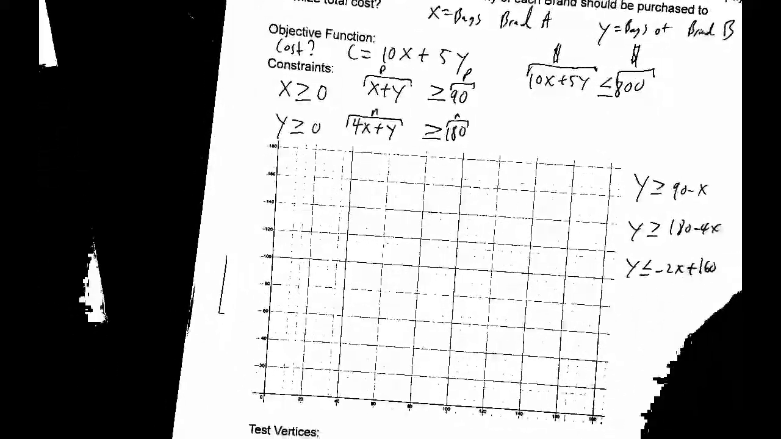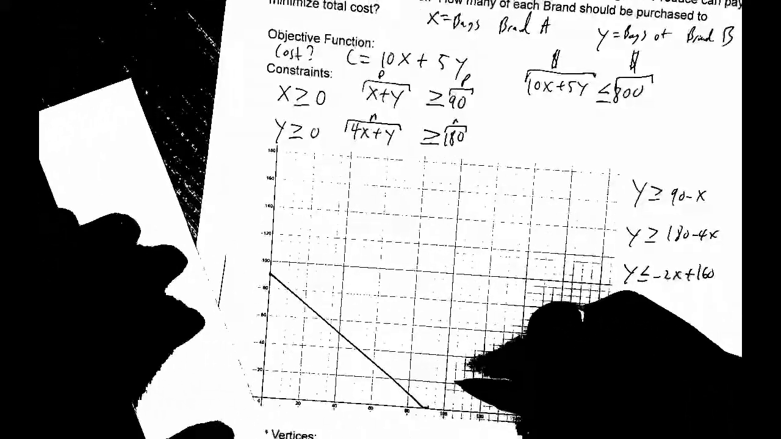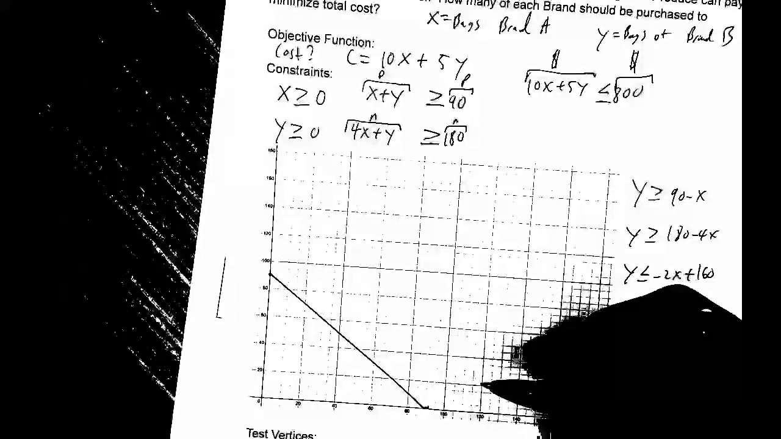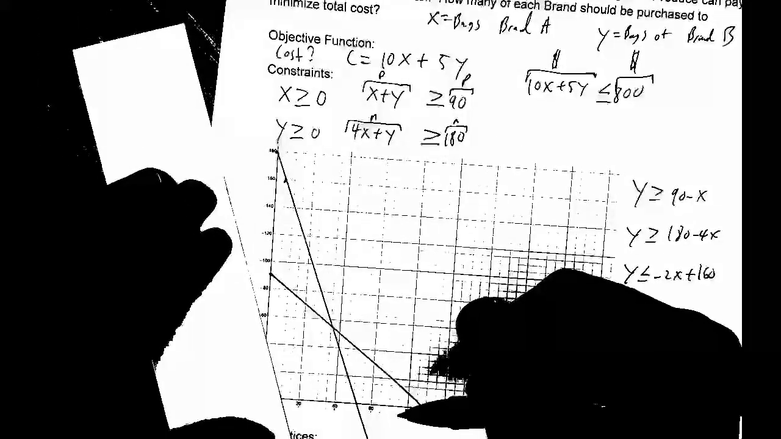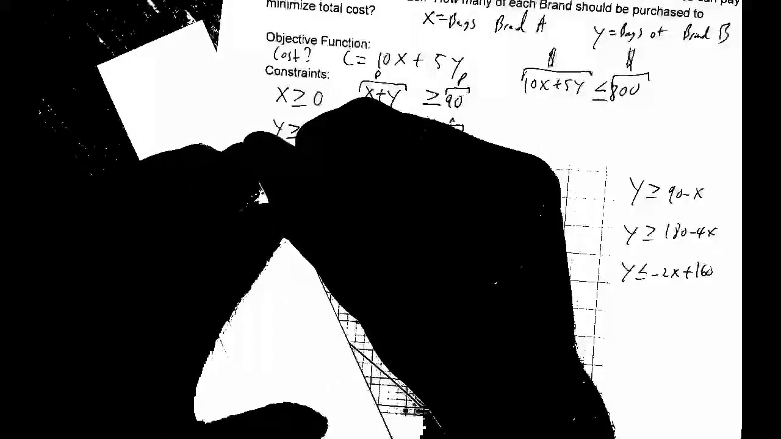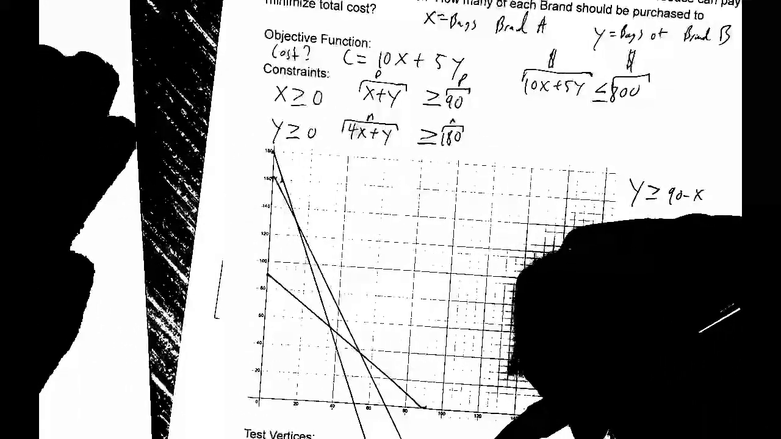Now let's plot them. Okay, so 90 minus x would be starting here at 90, and it would just be over 1, down 1, just like this. Okay, and then 180 minus 4x would be starting here at 180. It would be over 1, down 4: 1, 1, 2, 3, 4, this. And then 160 minus 2x would be starting here and going down 2. Okay, roughly like this. Okay?